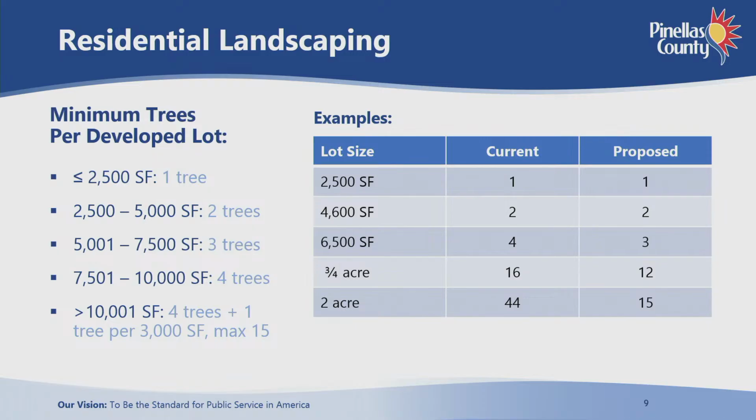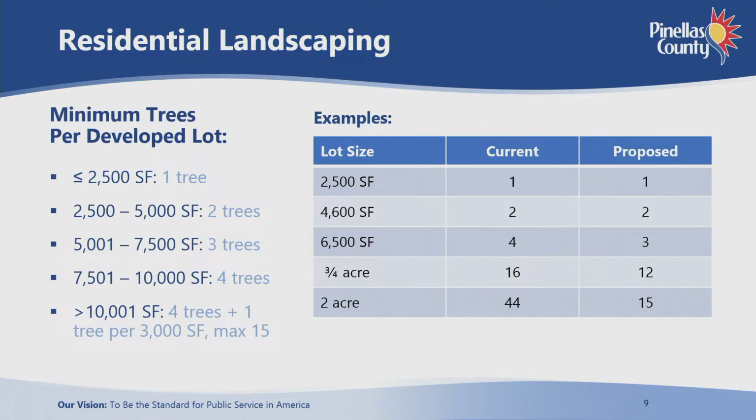All right, so our third key change here is reworking the minimum required trees per lot in a way that ensures that the planted trees have sufficient space to grow to their full size and maturity without impacting any surrounding structures requiring their removal in the future. These changes are pretty modest, but you'll notice with the existing code, there really was no upper limit as the size of the lots increased. And so we've added a cap on the upper end to just prevent the runaway landscape requirements as we get into those larger lots.